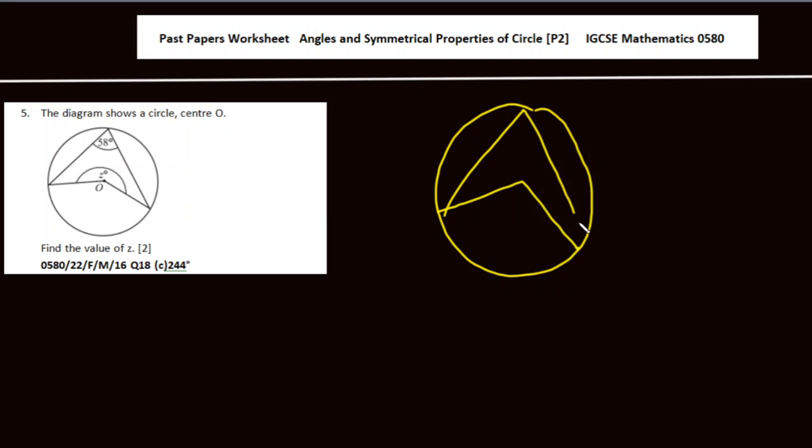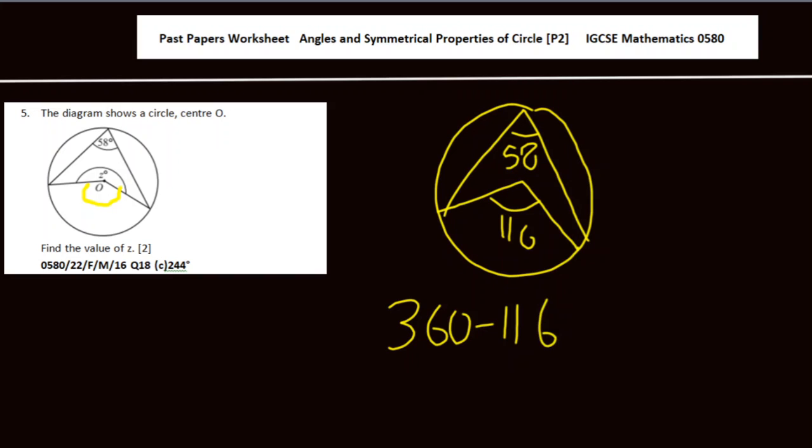Okay, now we have the diagram shows a circle with center O. Find the value of z. So we again will use the property that angle at the center is twice the angle at the circumference. So if this is 58, this would be 116, and if this is 116, then we can easily find z by subtracting 360 and 116. 360 minus 116 gives us 244, which is the answer.